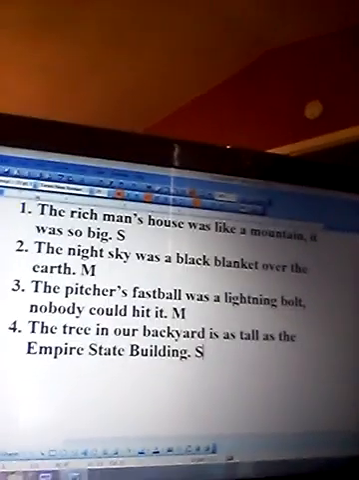But they all have one thing in common. What is that? They compare, they describe something in a colorful way to make things a little more interesting, make it more of a visual thing. Oh, that's how big it was. That's how dark it was. That's how fast the pitch was. That's how tall the tree is. You see what I'm saying? So those are ways to do it.